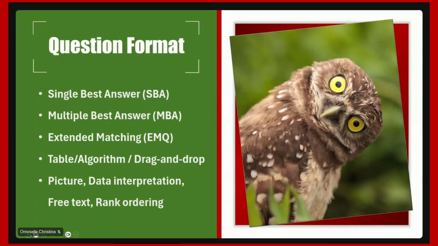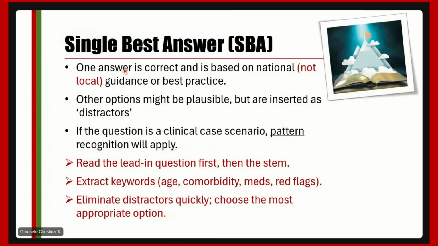So different types of questions. There is a single best answer, where you pick one answer. There is multiple best answer, where you are picking more than one answer, it can be two or three. There is extended matching, where you have one list of options and then different answers, and you can pick different ones. And then table, algorithm, drag and drop, pictures, data interpretation for statistics, free text where you are typing in, and then ranking order. Okay. So let's go now.